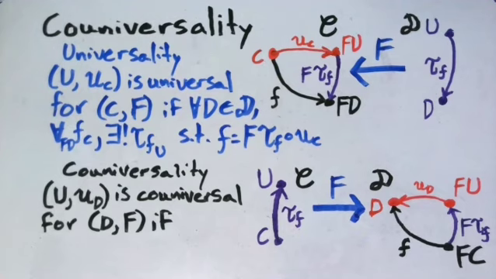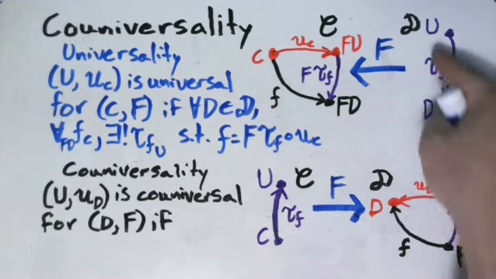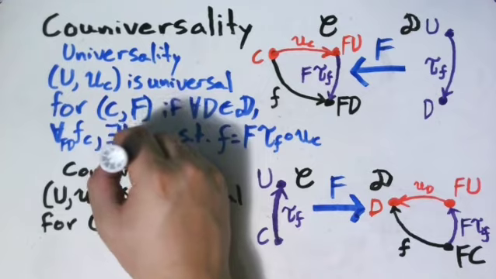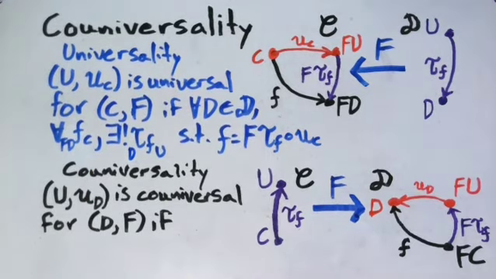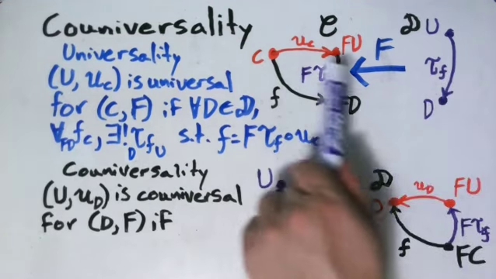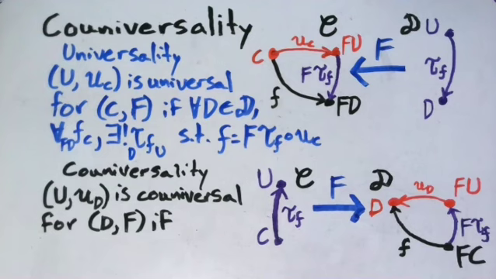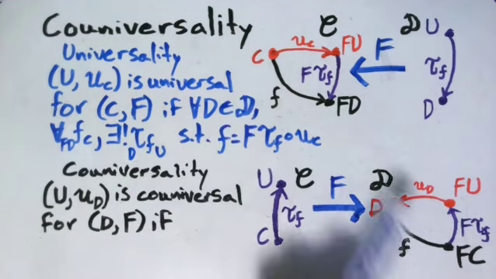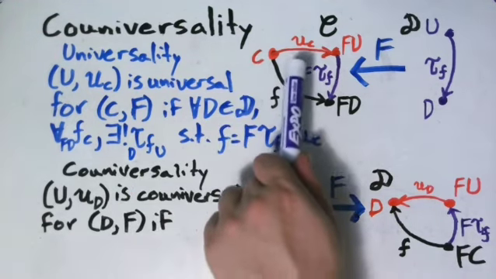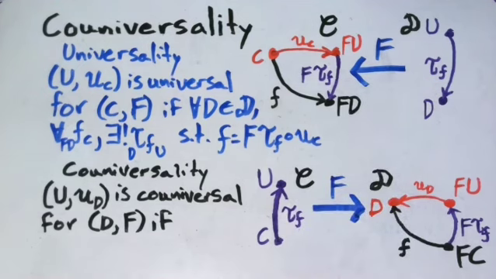So here we have that tau of f goes from U into D, such that the image of that tau of f under the functor F will allow this diagram here to commute. That is, f will be equal to F(tau of f) after u_C, and that's the equation that we have right there.